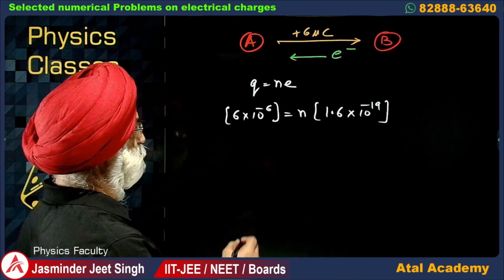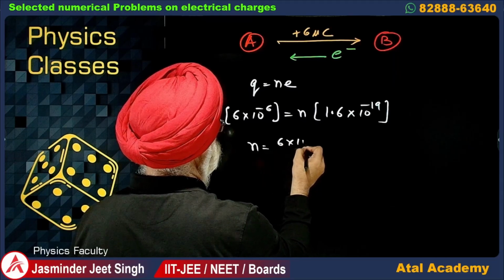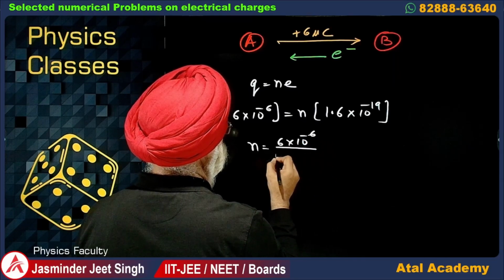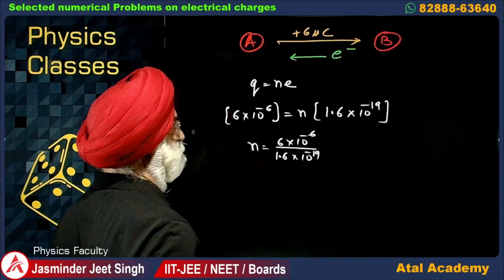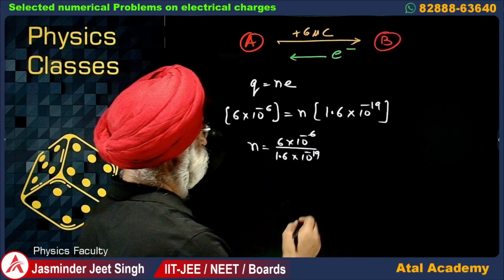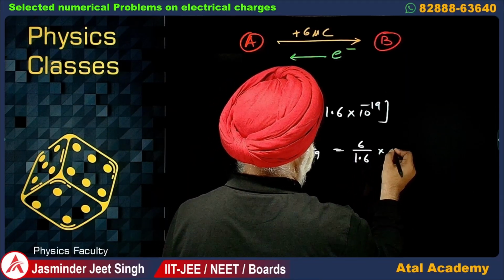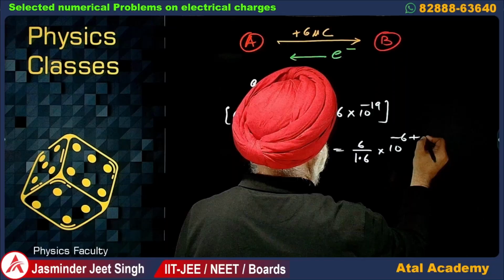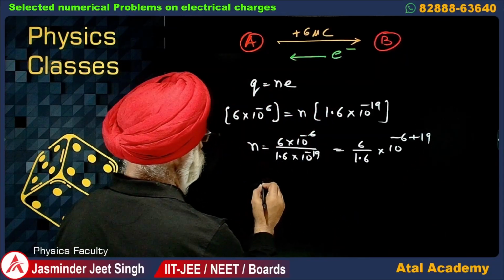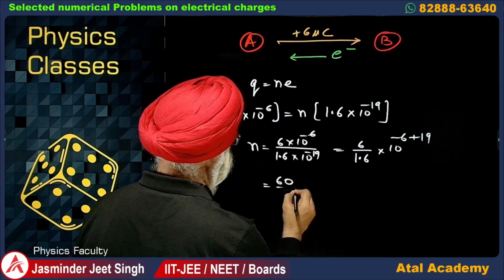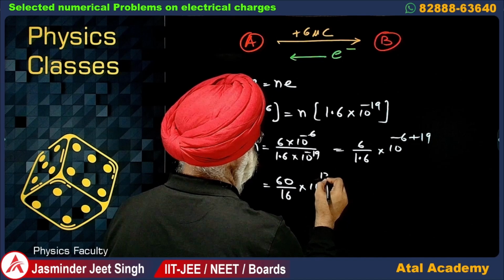From here we can find out N. N by cross multiplication is 6 into 10 to the power of minus 6 upon 1.6 into 10 to the power of minus 19. And if you solve it, it will be 6 upon 1.6 into 10 to the power of minus 6 plus 19. It will be 60 upon 16 into 10 to the power of 13 electrons.